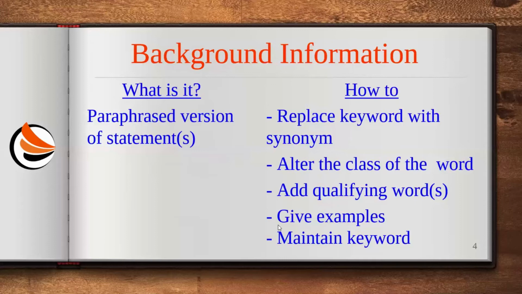The last resort is for you to maintain the keyword, probably because any attempt to do any of the above four would really distort the meaning of the information that you have. You just want to maintain the keyword as such. Or probably you are unable to really use the other options. They are not readily available. Then you maintain the keyword. You have a keyword such as wristwatch. You don't want to change it because you're not finding a synonym. You cannot alter the class of the word. You cannot add a qualifying word.